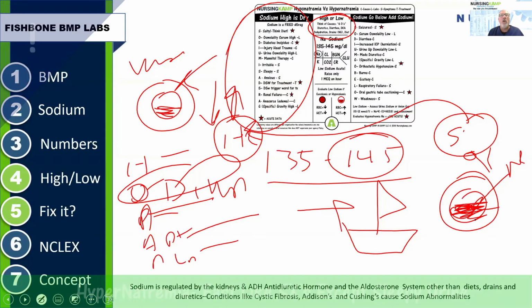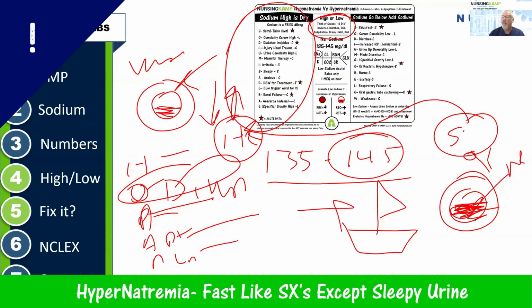All right, so let's talk about the signs and symptoms. These are a little bit all over the place if you're looking at different books. What we tend to think about is FAST-like symptoms, except for decreased urinary output. FAST-like symptoms: fever, irritability, increased fluid retention, edema. Except for decreased urinary output, which makes sense because they're dehydrated. Why would you want to increase your urinary output? That's because of this system again.